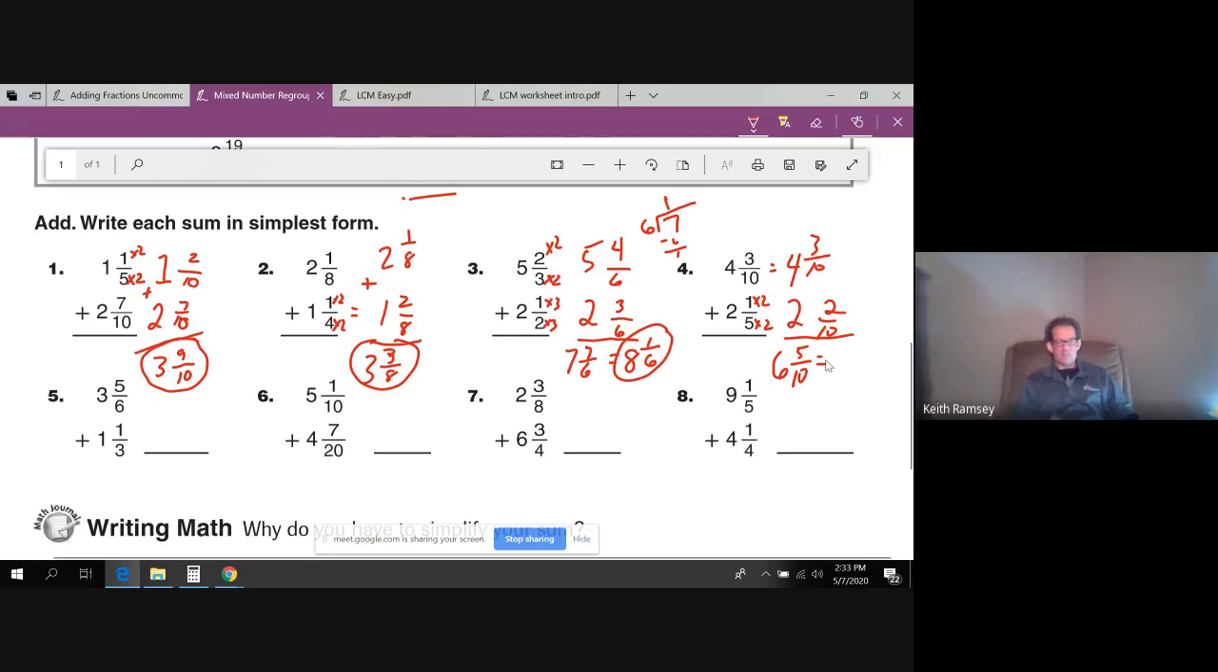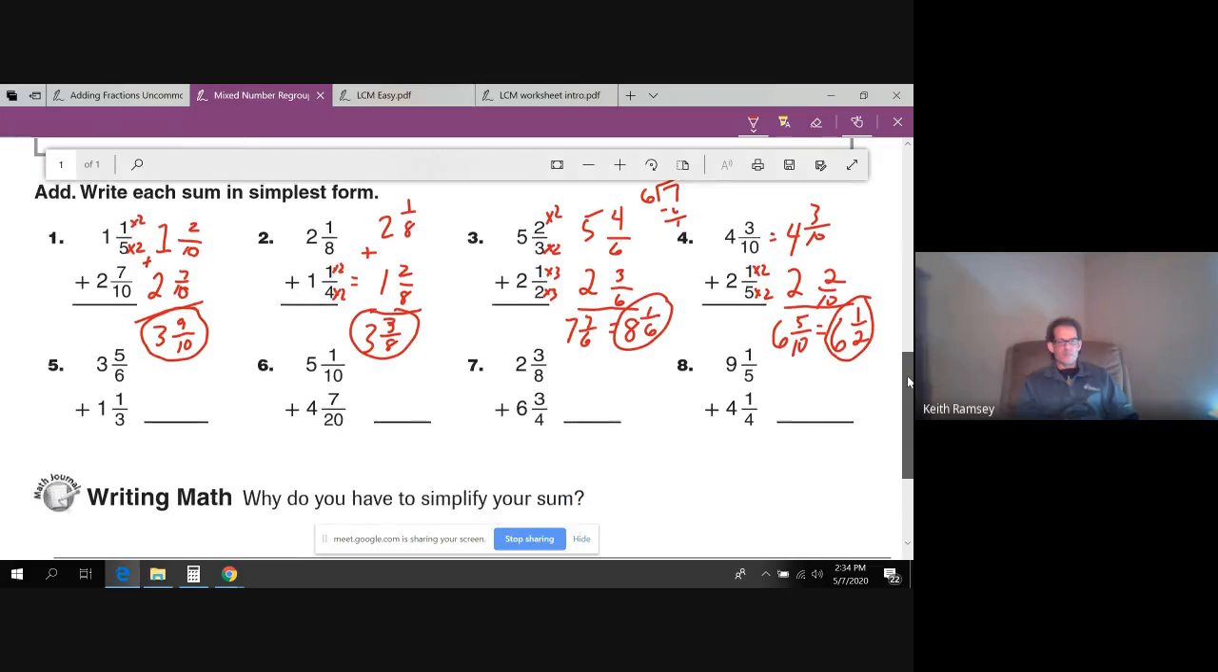But I have to simplify this mixed number because 5/10 is not reduced. 5 is a factor of 10. So I'm going to divide the top and bottom by 5. So my whole number stays the same. 5 divided by 5 is 1. 10 divided by 5 is 2. So my reduced mixed number would be 6 and 1/2.